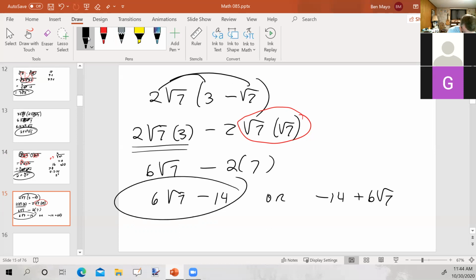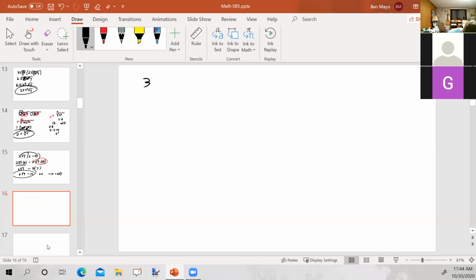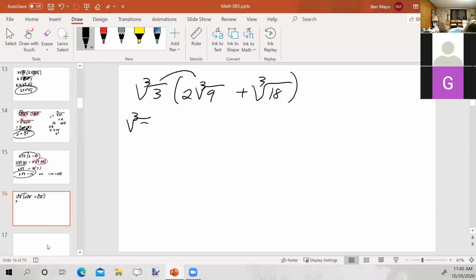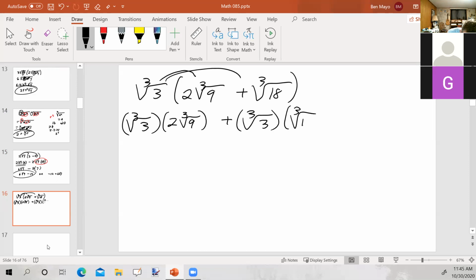All right, here we go. The cube root of 3 times parentheses 2 cube roots of 9 plus the cube root of 18. Okay, so we're going to distribute. We're going to get the cube root of 3 times 2 cube roots of 9 plus the cube root of 3 times the cube root of 18. Okay?